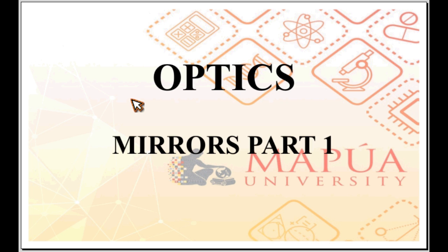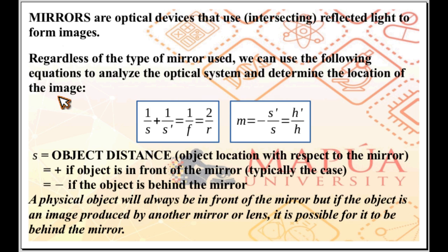And moving on to the next part of our discussion on optics, let's have image formation using mirrors. The discussion on image formation using mirrors is divided into two parts. You have mirrors part 1. Mirrors are reflecting surfaces, basically. Thus, mirrors are optical devices that use reflected light, in particular intersecting reflected light, to form images.